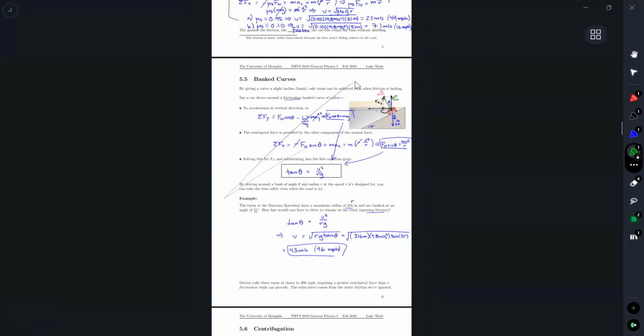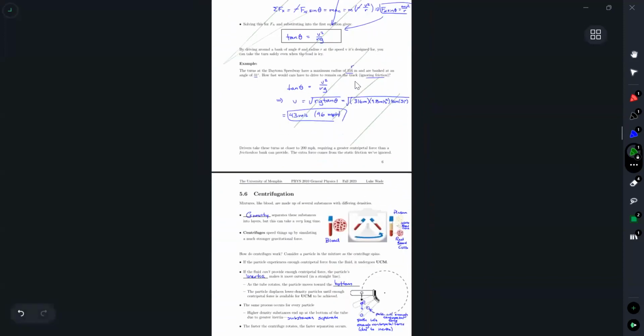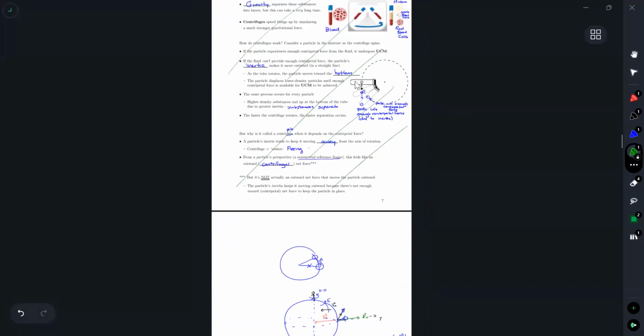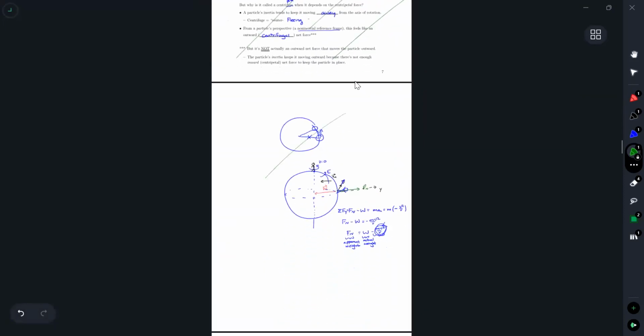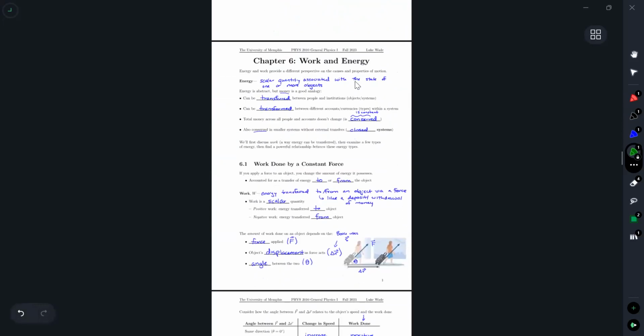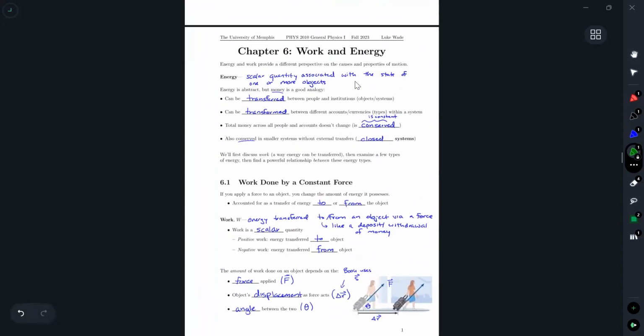Okay, so banked curves are out for the exam. This whole page, not a concern. Again, another thing of here's something cool, but you don't have to worry about ever again, but I just thought I'd mention it. Okay, chapter 6.